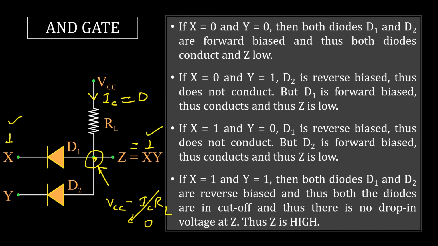But if one of the inputs is low, then current will pass, current will not be 0. And because the current is not 0, the output here will be low. Low means 0. I hope you understood the AND gate.